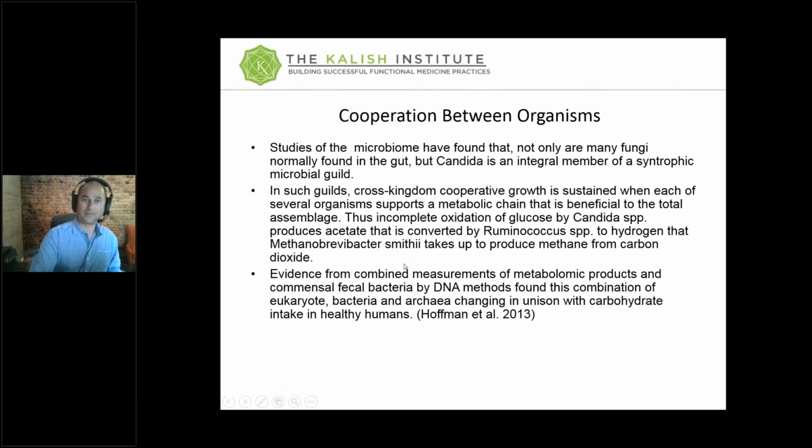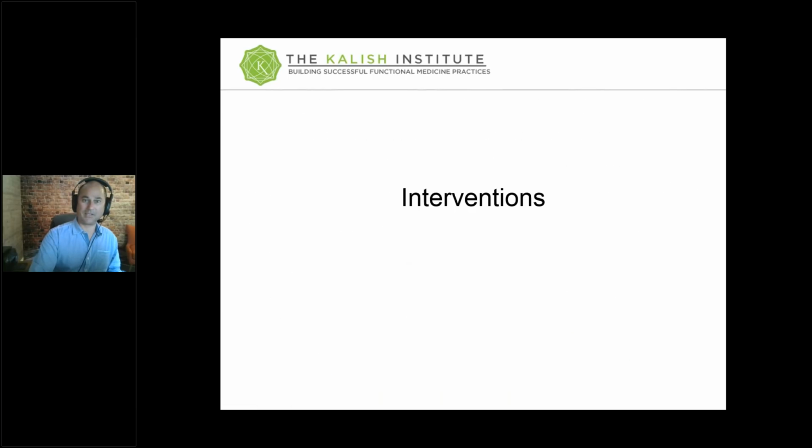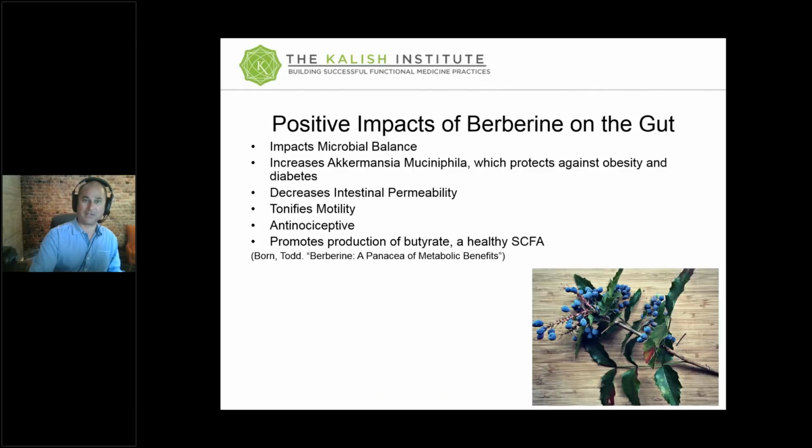I don't want to talk too much about the yeast thing, but let's talk a little bit about interventions. One of my favorites of all time is berberine. It has the effect of increasing eosinophilia, the one out there with the lawnmower thing, chewing up the gut lining. It has a really positive effect on your intestinal permeability.